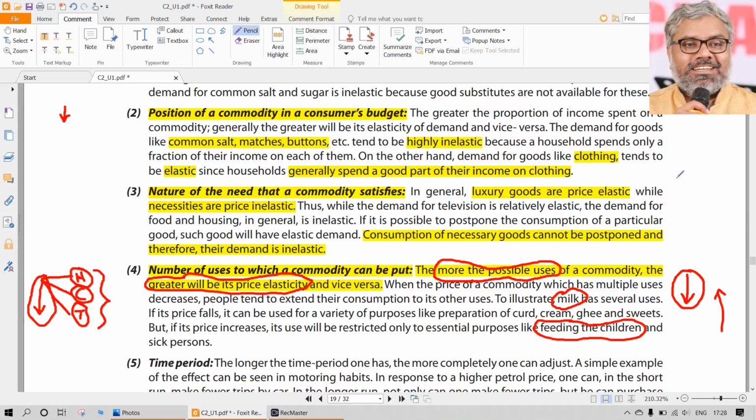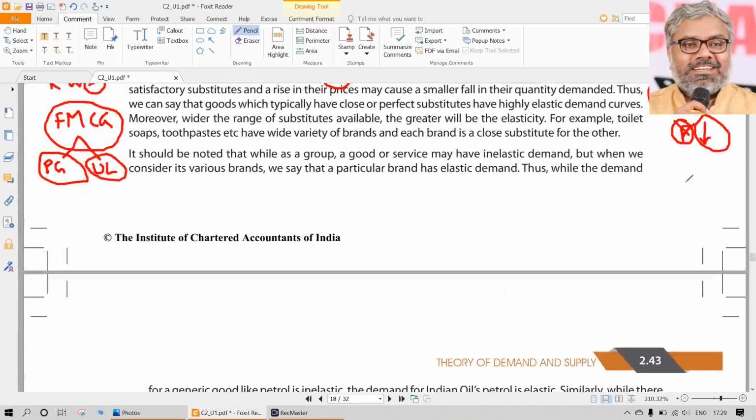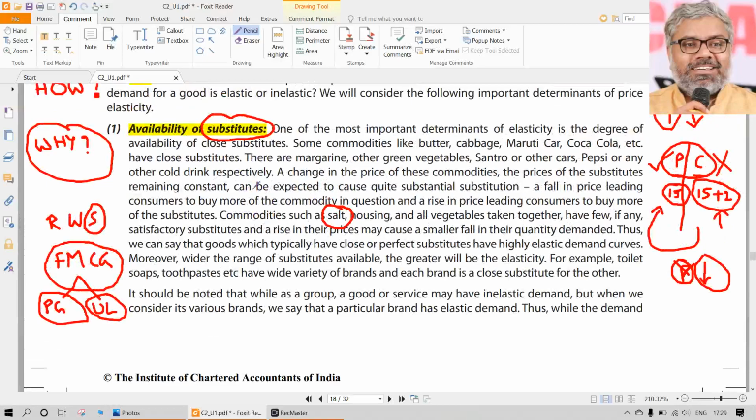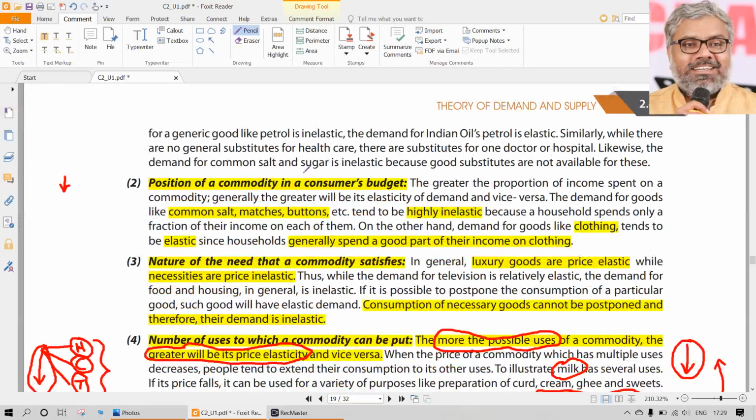So they always try to keep everything more or less the same. Why is that? All that is because they are substitutes, very close substitutes. That is an example of that.